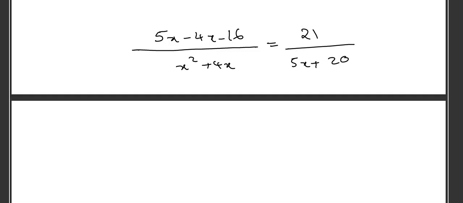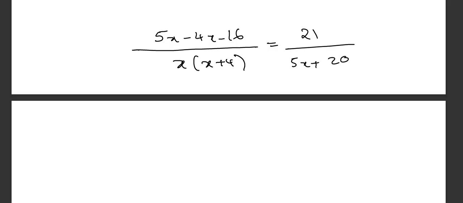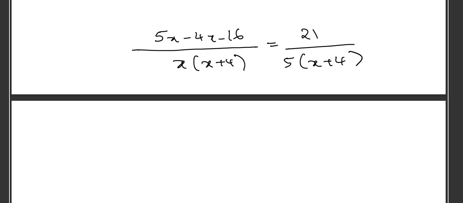Before I go anywhere, are you able to see here? Let me try to show you something. You see that down here there was x plus 4. And this side, this is 5x plus 20. We could have written it like this: 5x plus 20, you could have written it as 5 times x plus 4. It's the same as this. You see that, right? Yes.